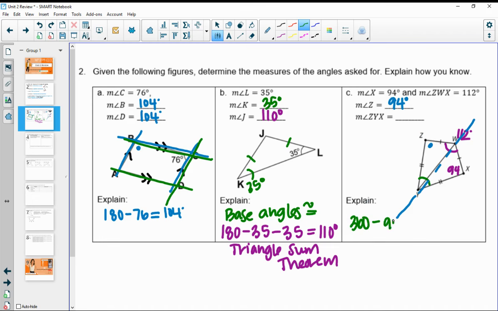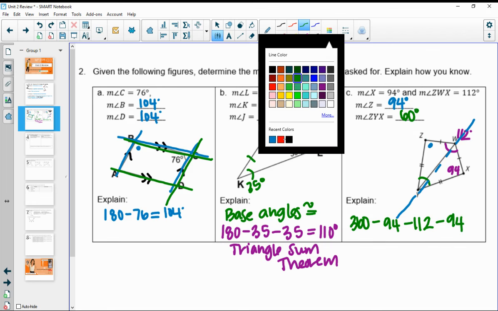So we could subtract 94, 112, and then the other 94. And that would leave us with 60 degrees. You may also have used triangle sum theorem for that.